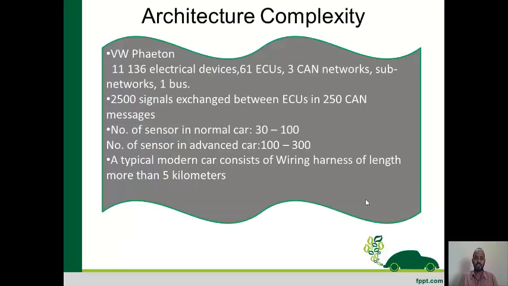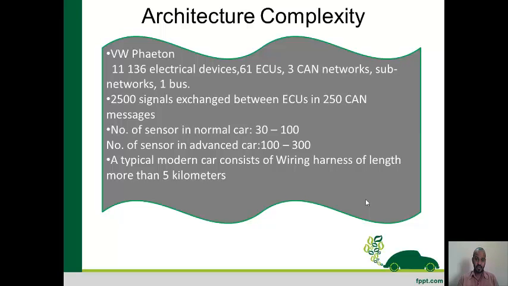Why has this been introduced? For example, imagine without communication: some of the information gathered in the engine ECU will be needed by the cluster. Again, some of the information gathered in the cluster ECU will be needed by the engine ECU. If you want to share that information, then each and every wire has to be connected. Instead of that, if you put it in an architecture, or you can say a protocol or a network, everything can be shared.